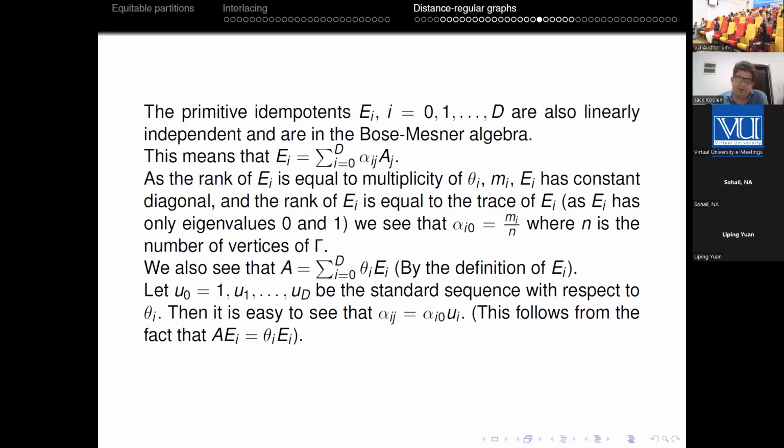So if we have now the standard sequence with respect to θ_i, then it's easy to see that α_ij is α_i0 times u_i, because the E_i are constant on the HJs. So that is what we have above, and therefore they are essentially eigenvectors of the equitable partition Γ(x), Γ_1(x), Γ_2(x), and so on. Yes, that is what follows.